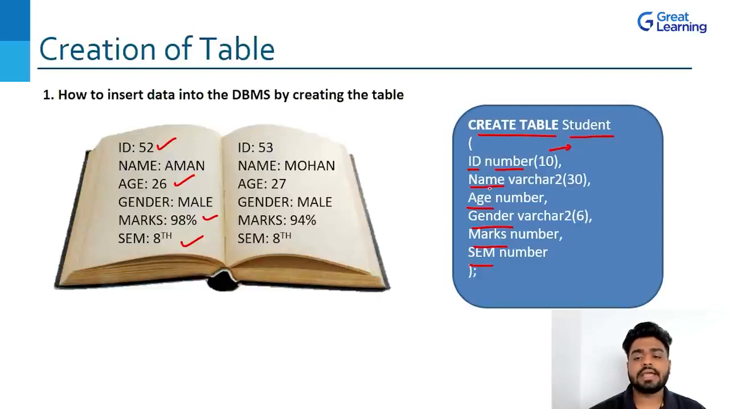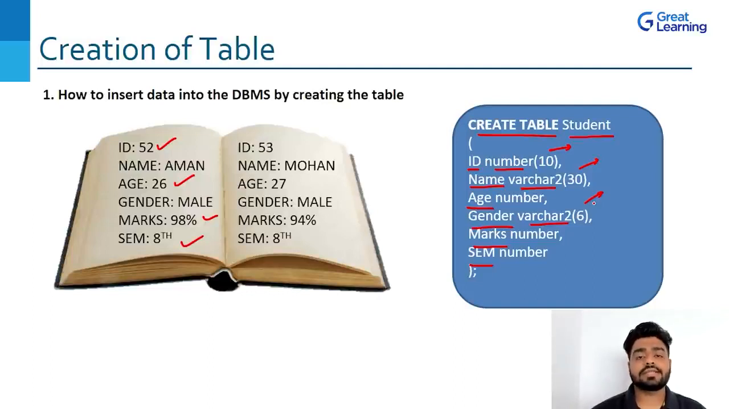Similarly, for name and gender, we have varchar2, which is another data type. Don't worry, we will see what data types are and how we write them in our other topics. But right now I'm just telling you that these are the data types. Varchar2, why is it named varchar2, not only varchar? That also I'm going to tell you in the topic of data types. 30 and 6, now these are again limited capacity.